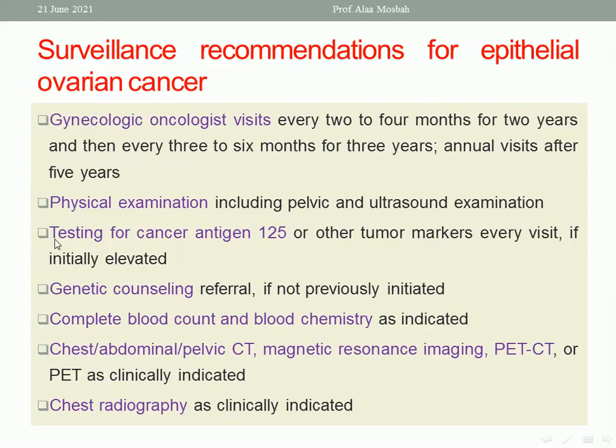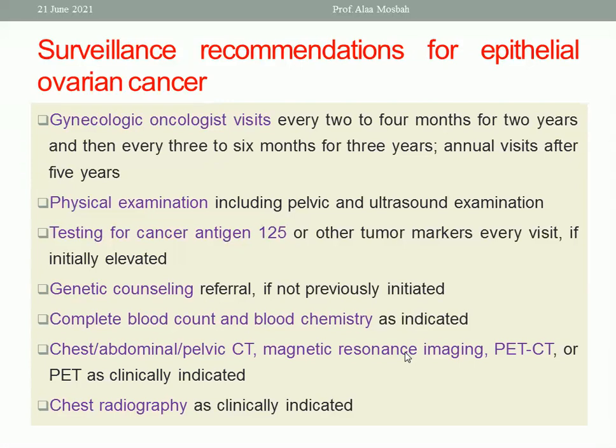So please look to this slide to understand how is the surveillance and what is the recommendation for epithelial ovarian cancer. We will ask the woman to come every 2 to 4 months for 2 years, and then every 3 to 6 months for 3 years, then every year for 5 years. Okay, these are the visits.